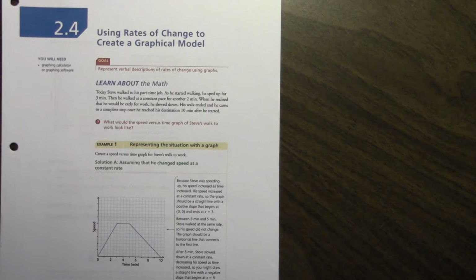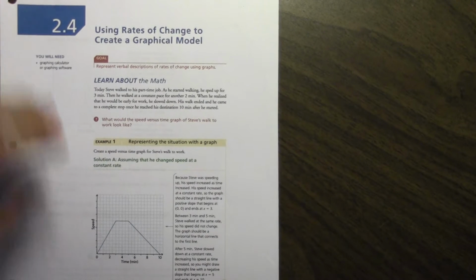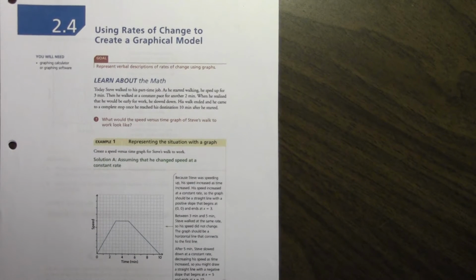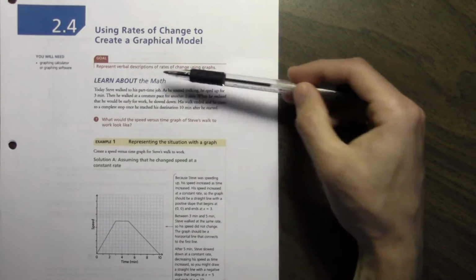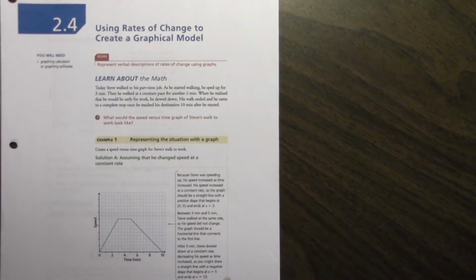This is 2.4. We're using rates of change to create a graphical model. This section stands out like a fish out of water. It represents a verbal description of rates of change using graphs.